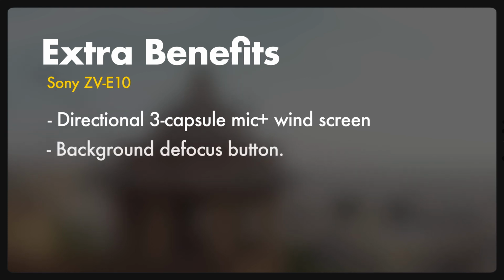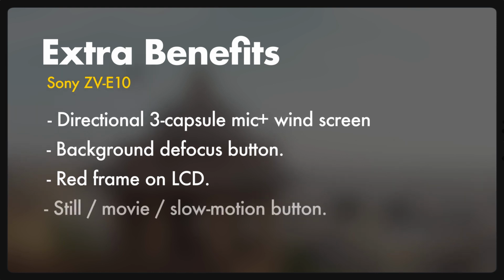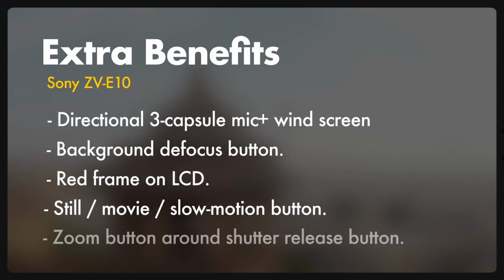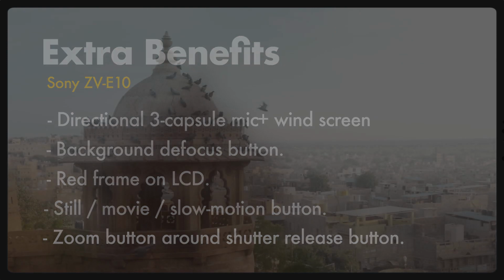The background defocus button which instantly turns the background blur as soon as you press the button. A red frame that appears on the LCD screen as soon as you press the record button which ensures that the recording is on. A still to movie to slow motion button at the top to quickly switch between these 3 modes. A switch around the shutter release button to zoom in or zoom out. Wow man, those are some great one-touch shortcuts which will definitely make your vlogging more efficient and accurate.